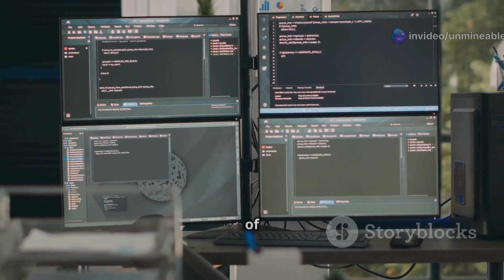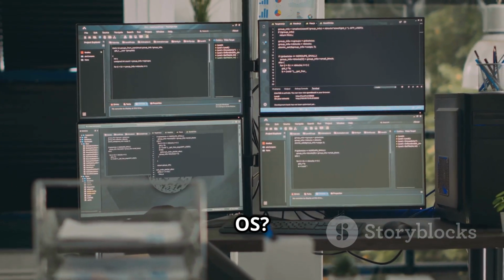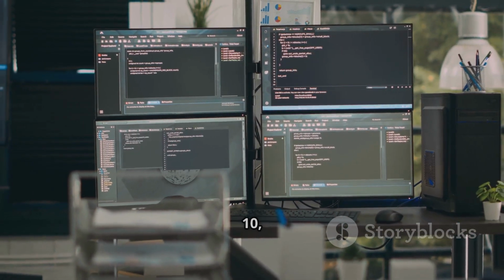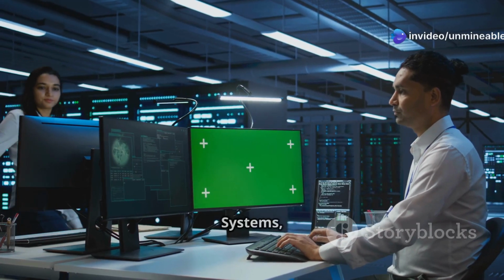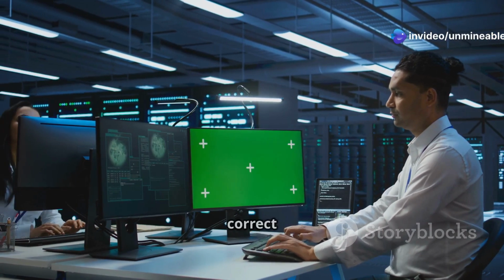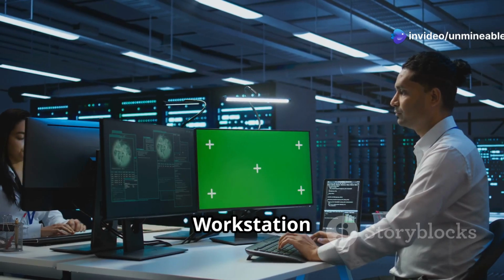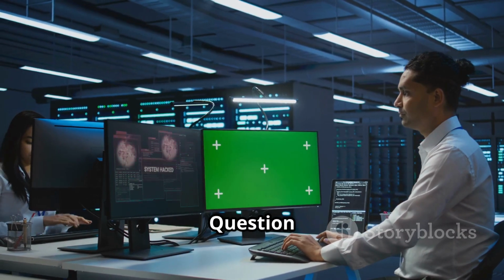Question 4. Which of the following does not use an embedded OS? A. ATM. B. Workstation running Windows 10. C. NAS device running Windows Server 2012 for embedded systems. D. Slot machine. The correct answer is B. Workstation running Windows 10.